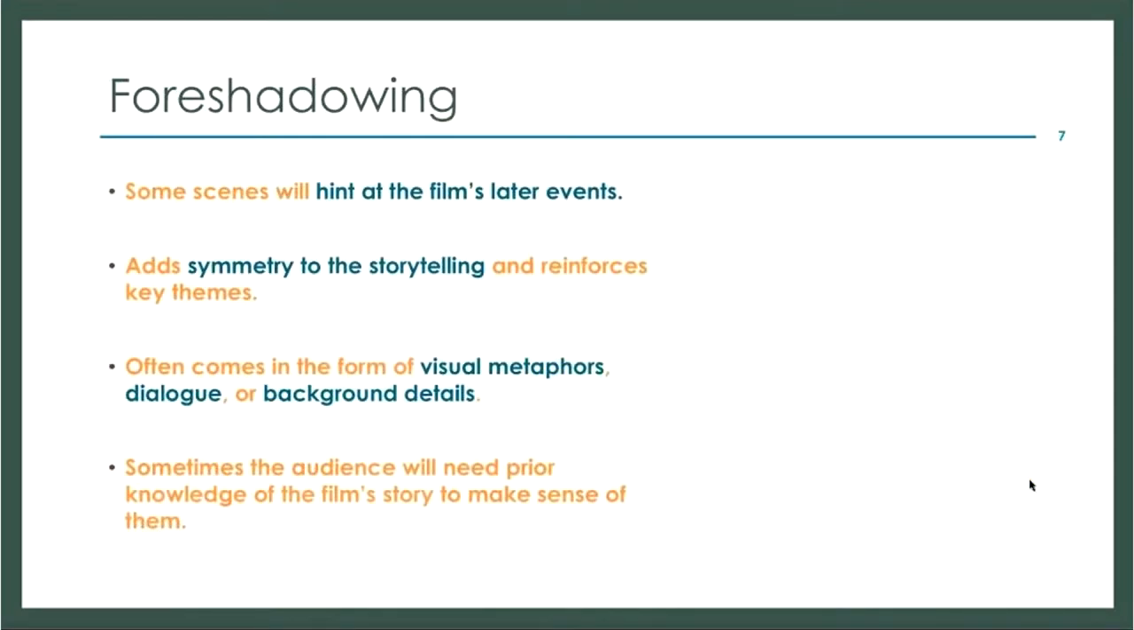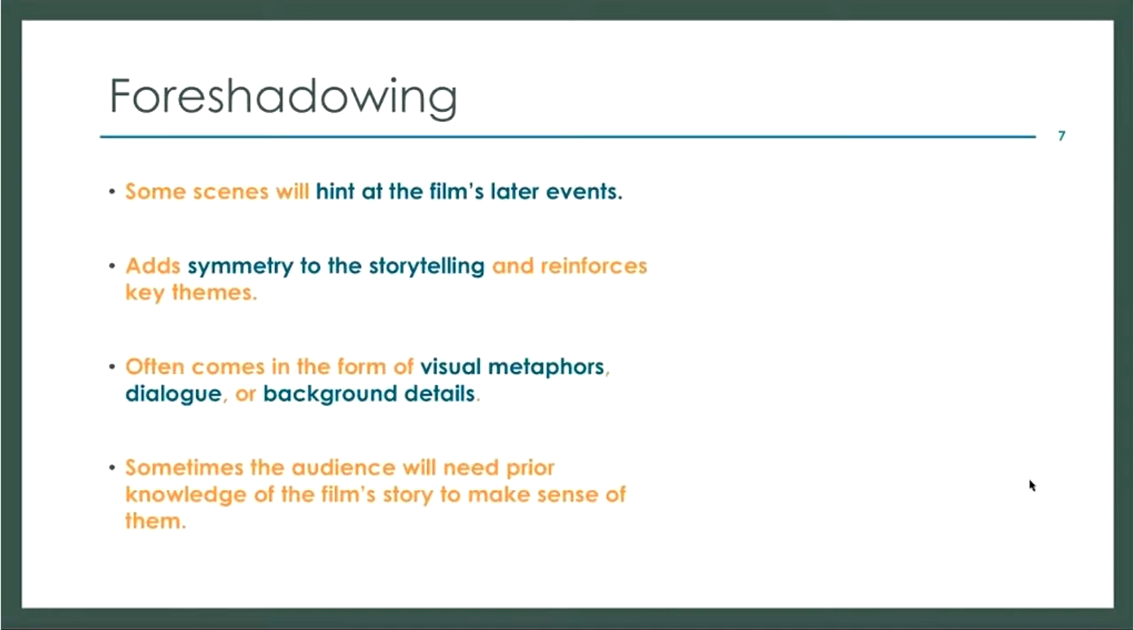Here is another technique used heavily in film, foreshadowing. Often, filmmakers will hint at future events in movies. This can be in the form of metaphors, spoken warnings, or visual clues in the background. Sometimes these will only make sense if you already know what happens in the film, but they provide a nice symmetry to storytelling and can also reinforce the key themes. Sometimes the foreshadowing is very subtle, sometimes it's a bit more clear-cut.